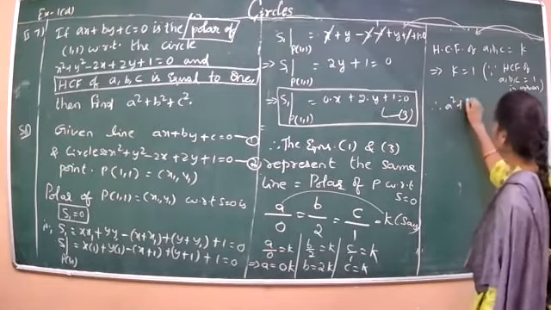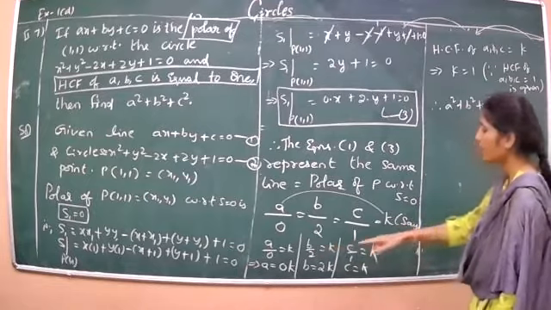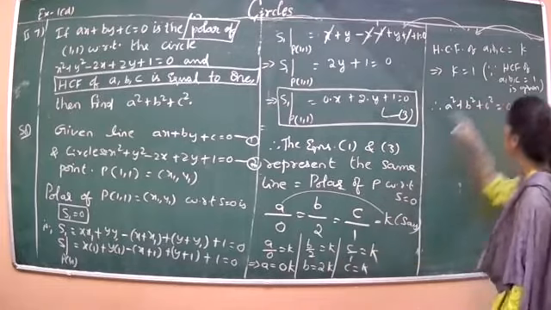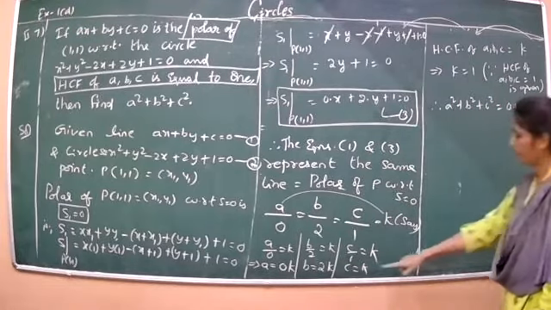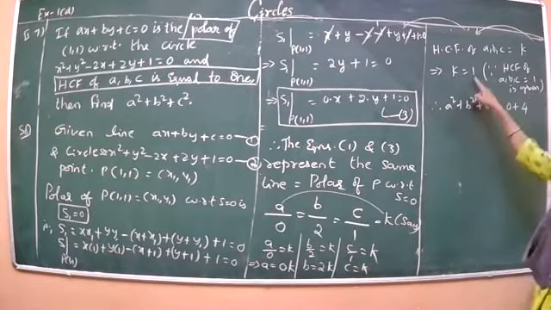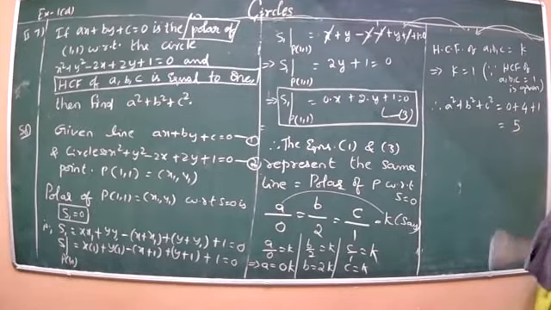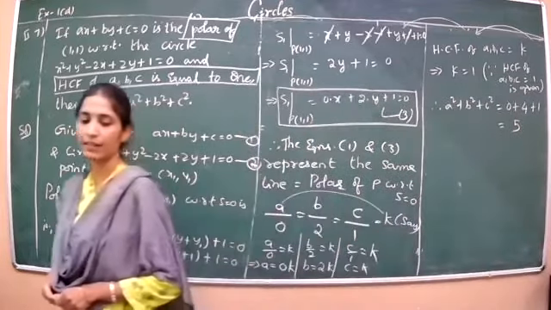Therefore, A square plus B square plus C square equals: A square is 0 into K, that is 0 square; B square is 2 into K, but K is equal to 1, so 2 into 1, 2 into 2; C is equal to K, K is equal to 1, so it is 1. This is the required value of A square plus B square plus C square.